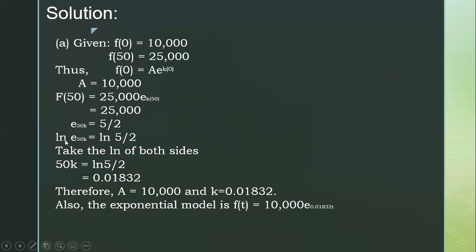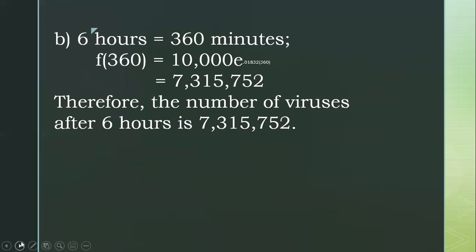And finding the natural logarithm of this, and finding the natural logarithm on the other side also, k is approximately equal to 0.01832. So for your a, which is 10,000, and your k, which is equal to 0.01832, it can be expressed in the exponential model as f of t equals 10,000 e raised to 0.01832t. Whatever the time elapsed is, you can solve for that, and we will use this in order to solve letter B.